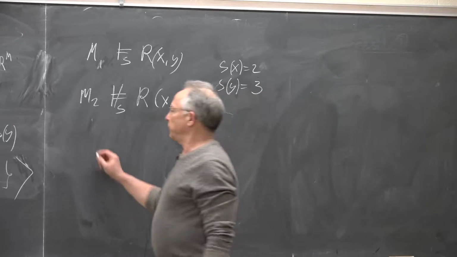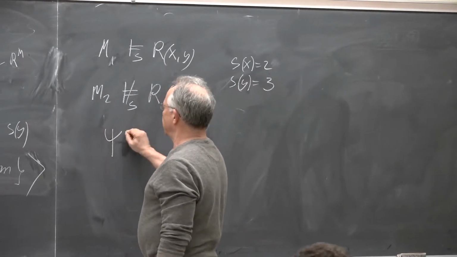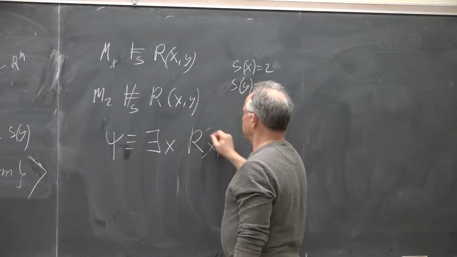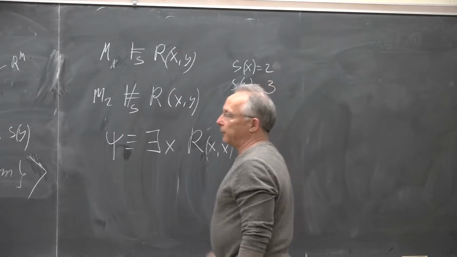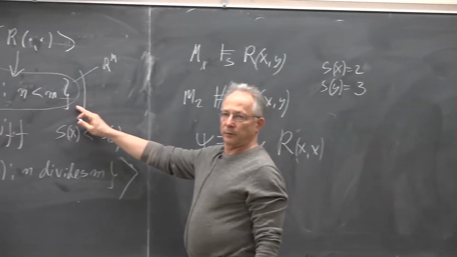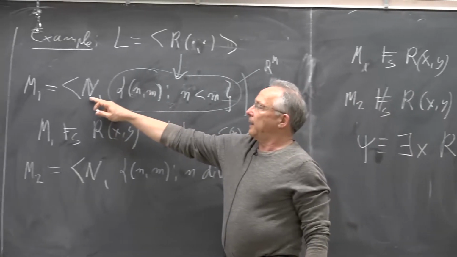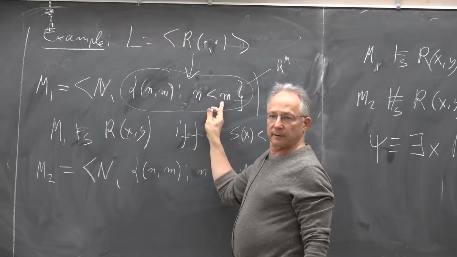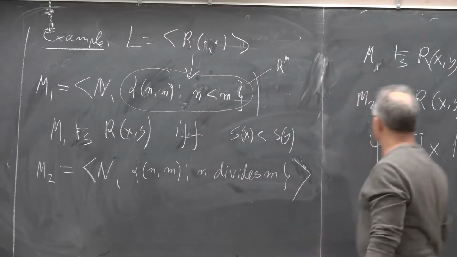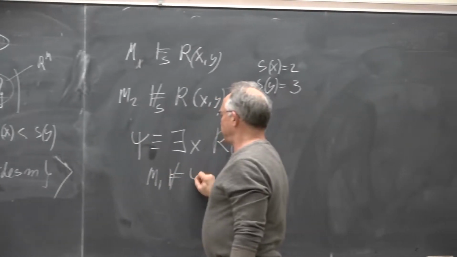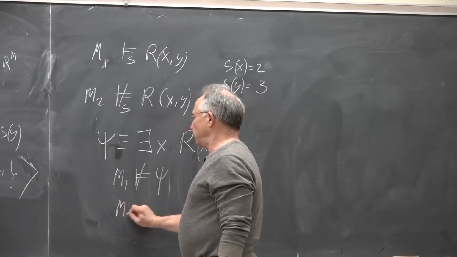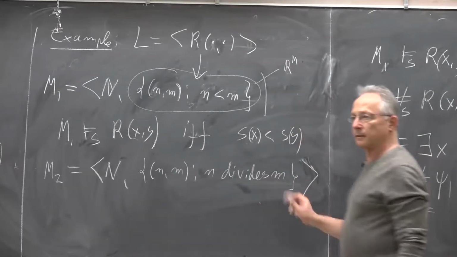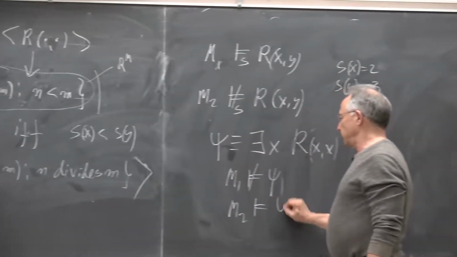Right. So, for example, if I look at the formula psi, which is there exists an x such that R(x, x), and I want to check if it holds in M1, I have to check: is there a natural number x such that x is strictly less than x? It will fail in M1. So M1 does not satisfy psi. What will happen in M2? I ask, does there exist an x such that x divides x in the natural numbers? It will be satisfied.